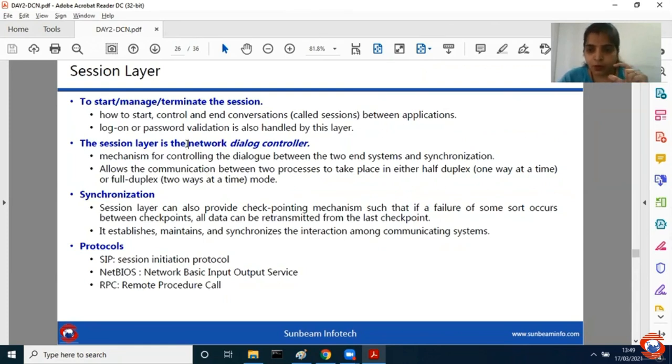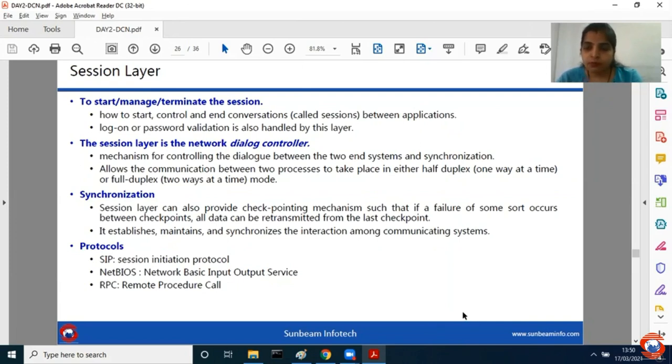When you use a chat box or any messenger app, you are maintaining a dialogue controller. If I'm sending hi, then you will receive the hi message only. When you say good morning, then I will receive that message only. So it should be synchronized whenever two people, or maybe two windows, are communicating with each other. End-to-end synchronization between two machines can be maintained by the session layer, because a session is maintained for maintaining that communication, right?